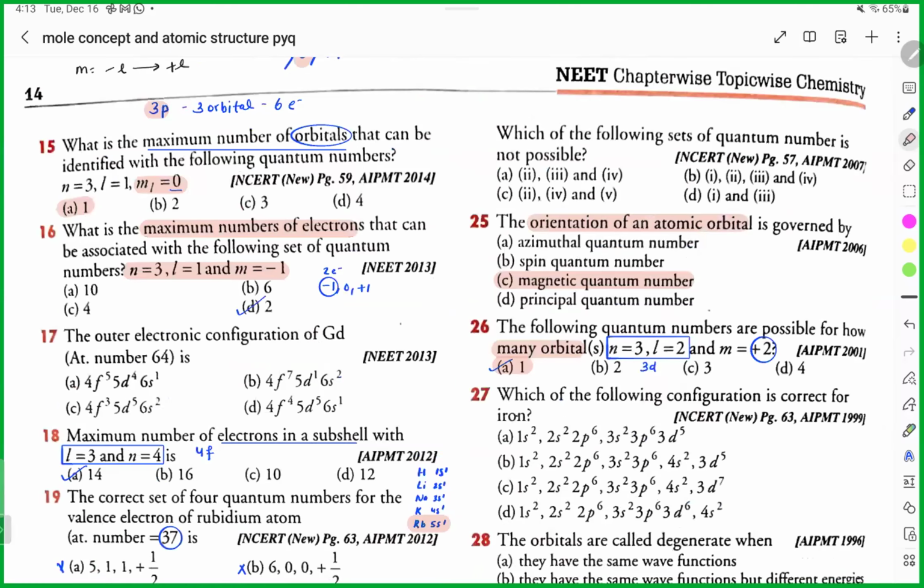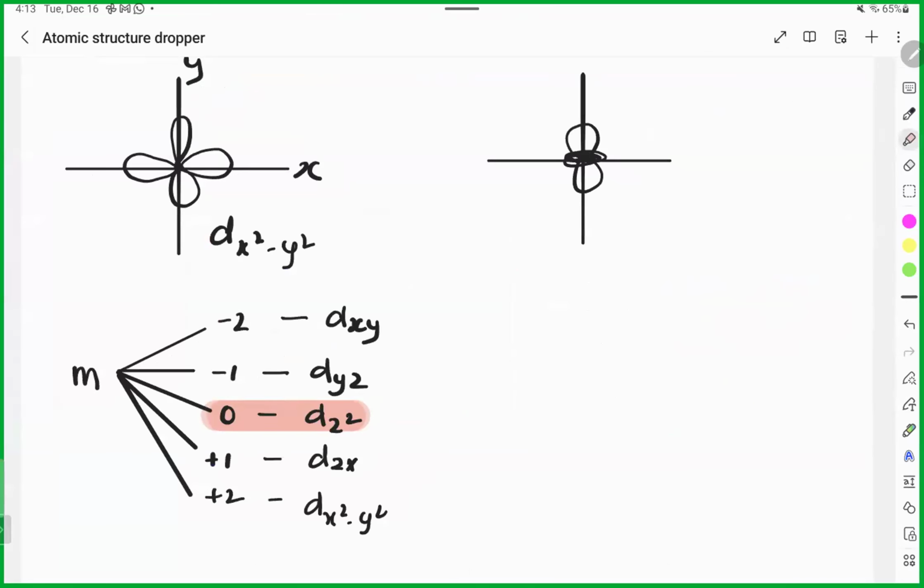We are mostly left with 3 rules: Aufbau principle, Hund's rule, and Pauli exclusion principle. Very small topic, but we took slightly more time on this, because for many students it looked confusing. So we were talking about this d orbital, correct? The nodal surface in a d orbital will be different. Nodal surface means radial node.